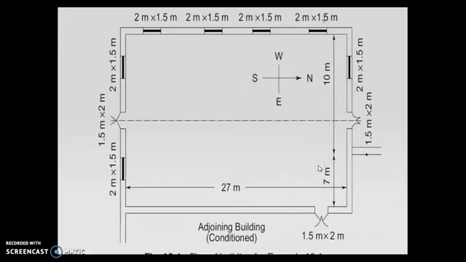This is the plan of the single-story office building. This is the outside walls. Outside wall, the size of the wall is length 27 meter, width 17 meter. This is the partition wall.